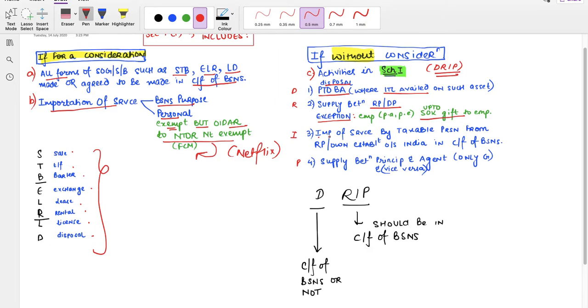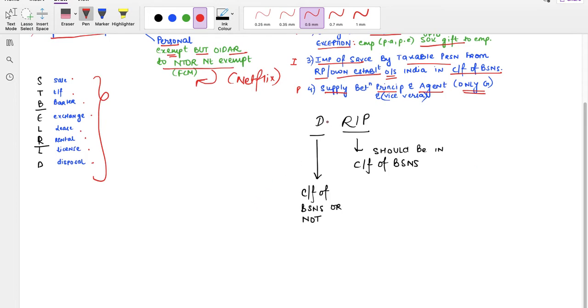Next, I for importation of service. Importation of service by a taxable person from related party or own establishment outside India in course or furtherance of business, then it is a supply without consideration. If it is a supply between principal and agent without a consideration, of course, only goods, or vice versa, whether agent is supplying to principal or principal is supplying to agent, if without a consideration, it is still considered a supply.